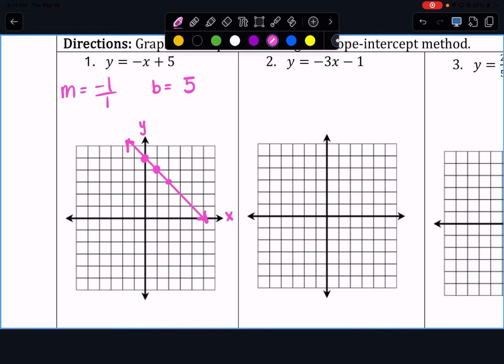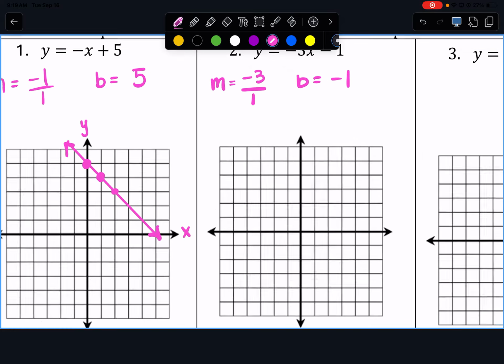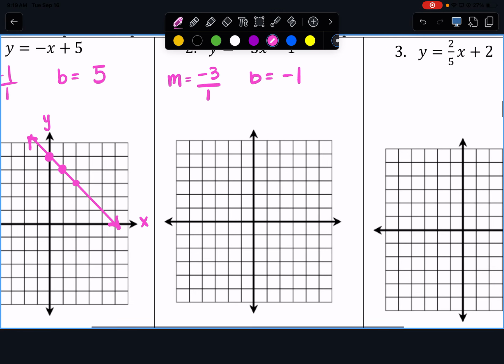Now, we're going to go ahead and look at number 2. What is our slope for number 2? -3, put it over 1. And what is our y-intercept? Yep. So I'm going to plot that at -1. And then I'm going to use my slope. So what am I going to do? Down 1, 2, 3 over 1. Can I go down 3 over 1 anymore? Mm-mm.